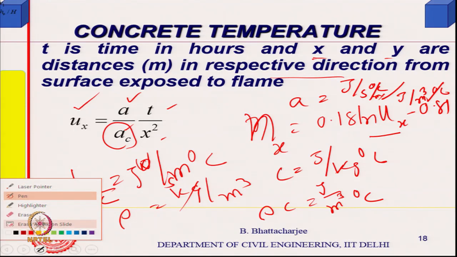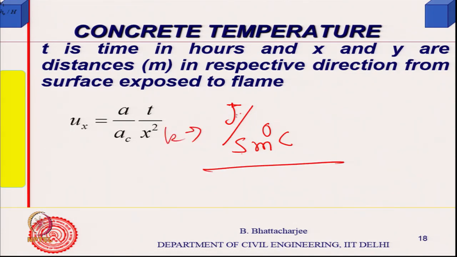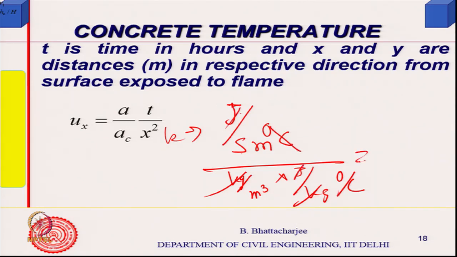Let me just write it clearly for you to recollect. What is joules per second? The conductivity K unit is joules per second per meter degree centigrade, and rho is kg per meter cube multiplied by specific heat in joules per kg per degree centigrade. So this cancels out, and this and this cancel out. You will be left with meter cube divided by meter second. So it is meter square per second.